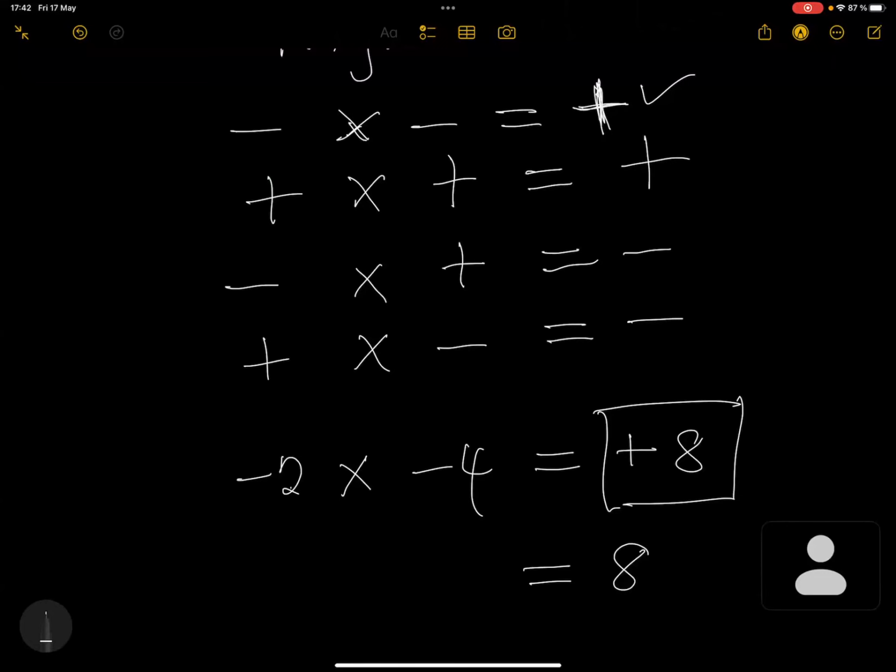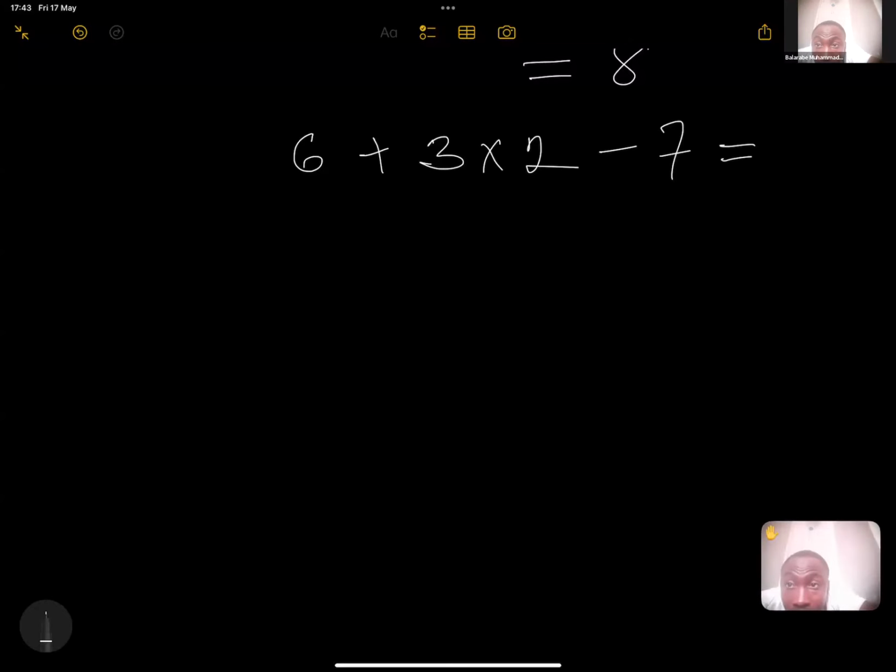today's class, which has to do with order of operations. We are going to spend some time on this topic today, and by next week, we will solve more problems based on this order of operations. What is order of operation? You can start with an example. Take, for instance, we have something like this. 6 plus 3 multiplied by 2 minus 7. What is the answer to this problem? 6 plus 3 times 2 minus 7.